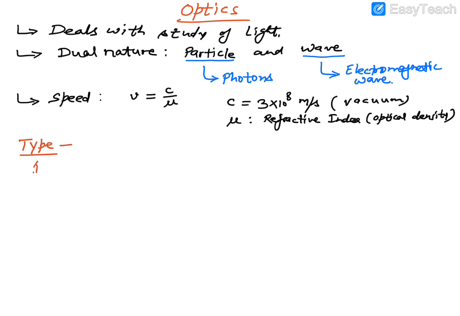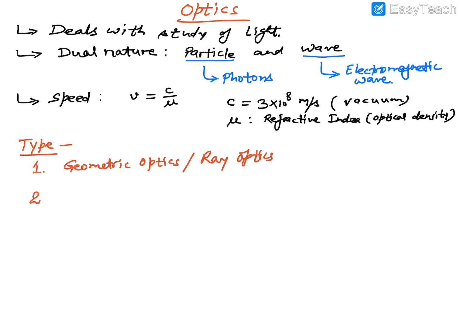First we will talk about geometric optics. In geometric optics, we will be considering neither the particle nature nor the wave nature. Basically, it's a wave nature, but with some conditions. So it's called geometric optics, and sometimes it's also called ray optics.